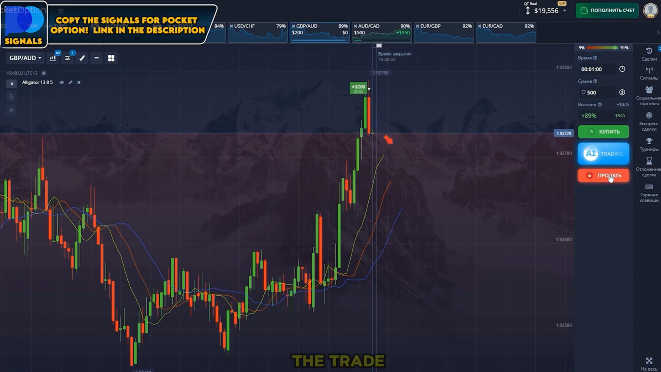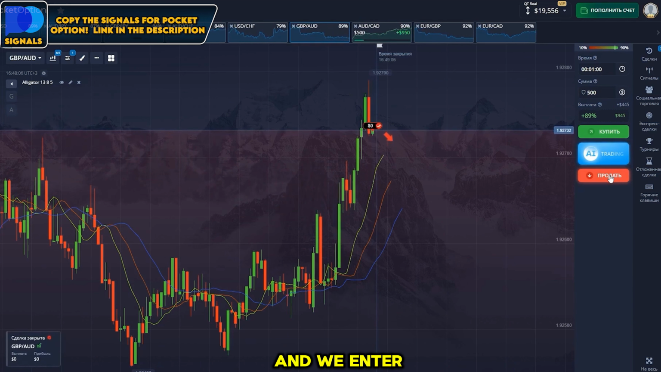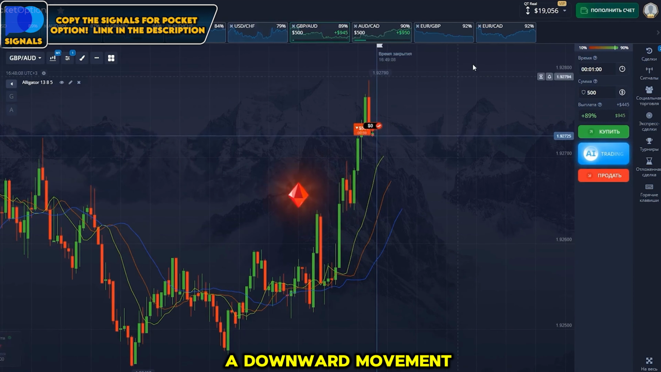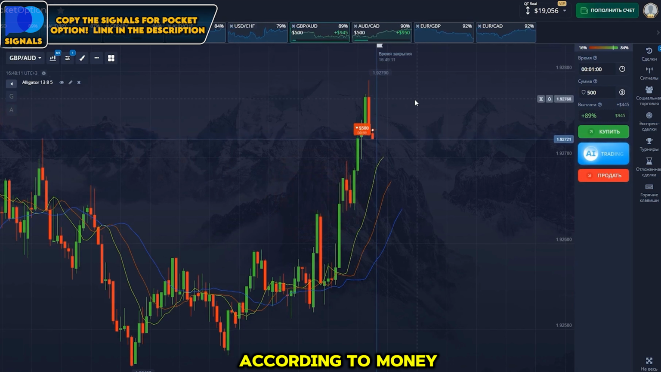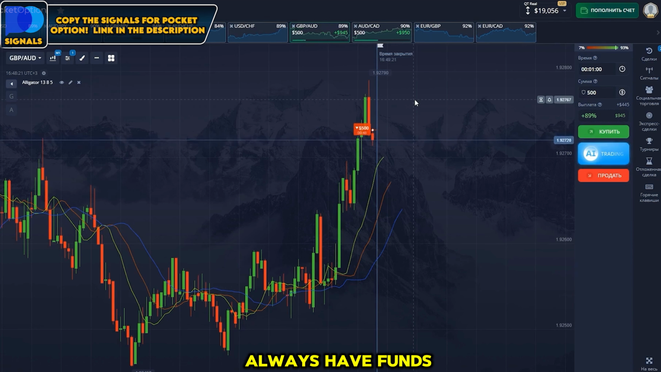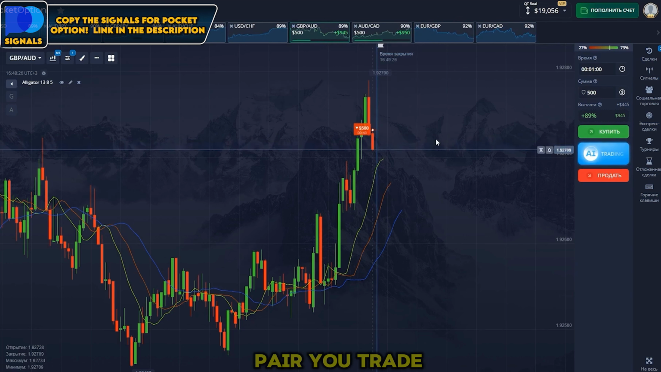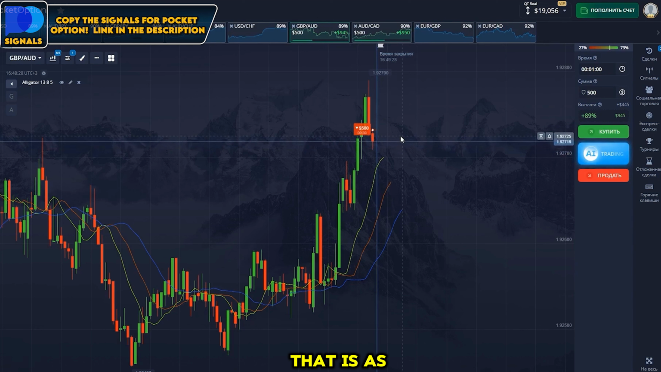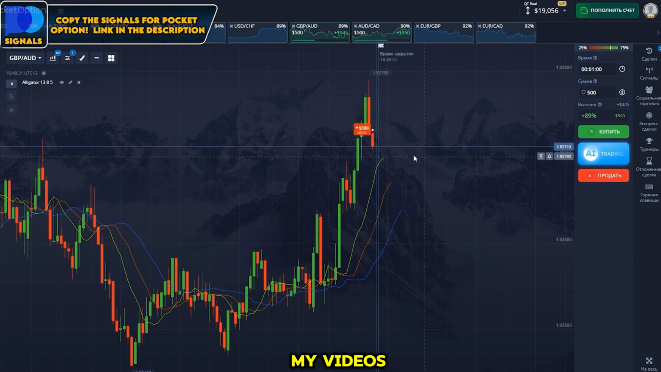We wait for the end of the trade, this is very important. And we enter a trade for a downward movement. Trading should be done according to money management rules, specifically entering a trade with 1 to 5%. Only in this case will you not lose your money, and you will always have funds for martingale to always work through each currency pair you trade. That is, as I demonstrate in my videos.